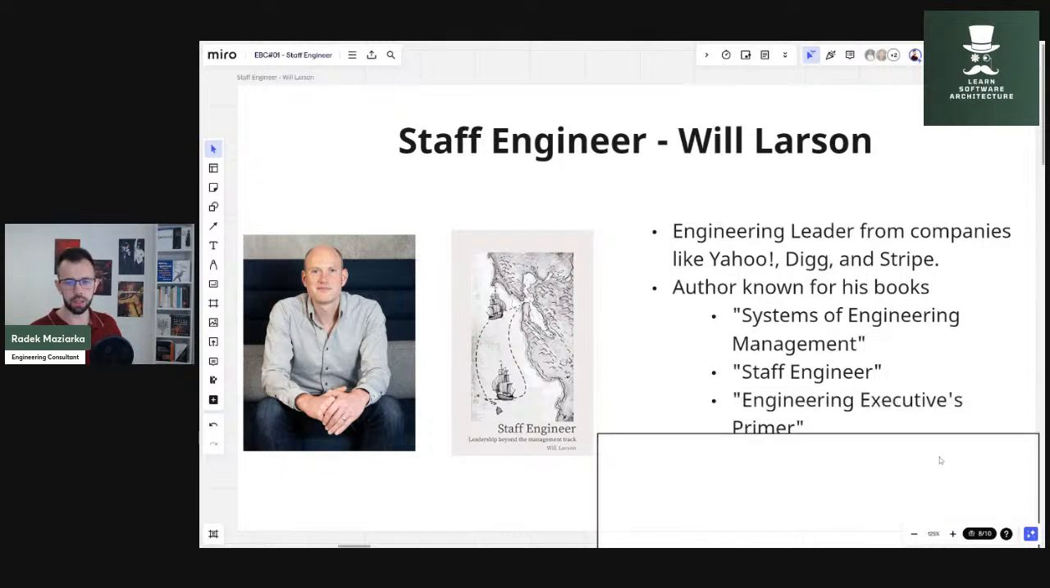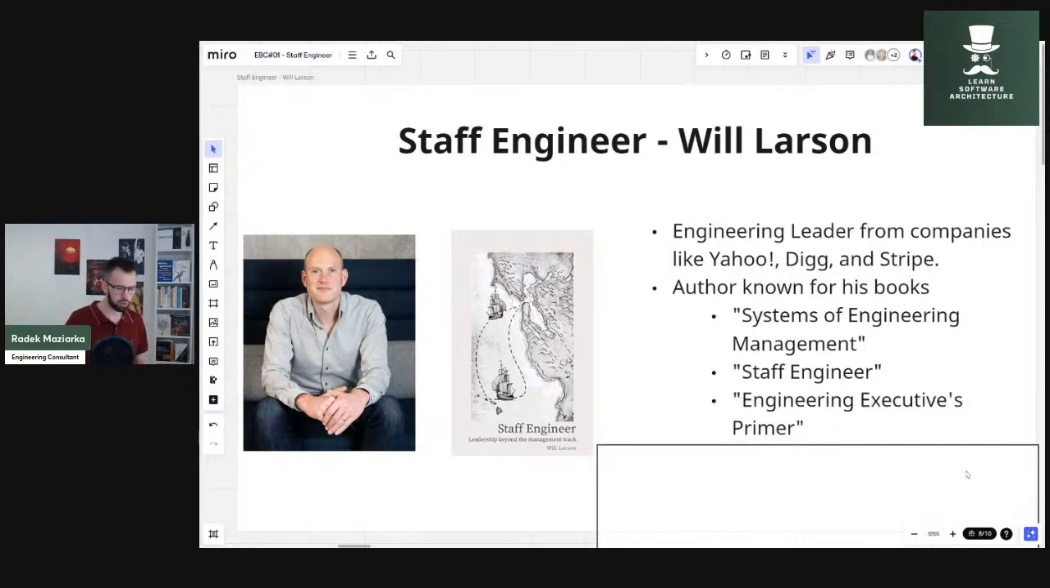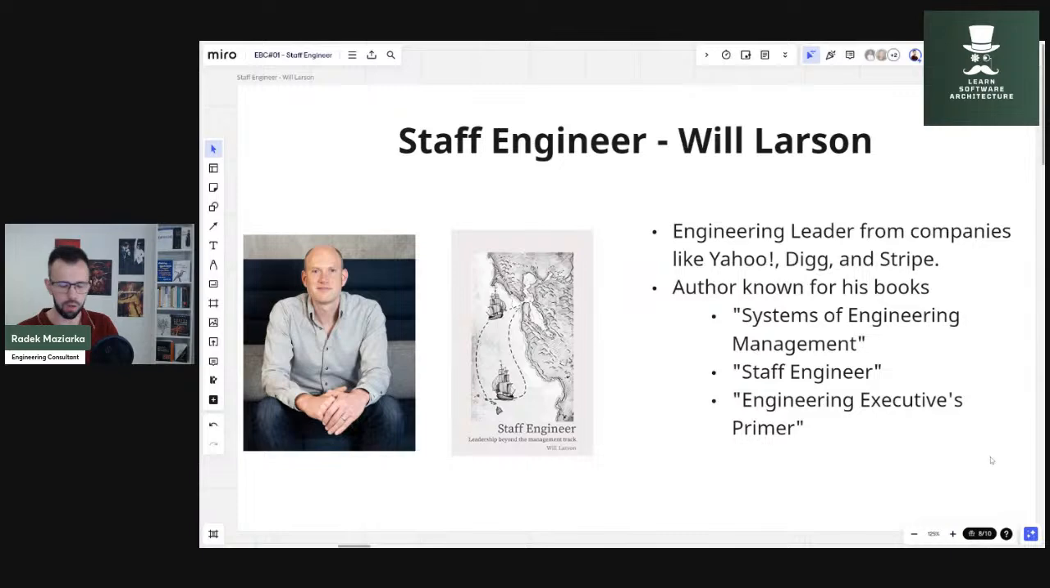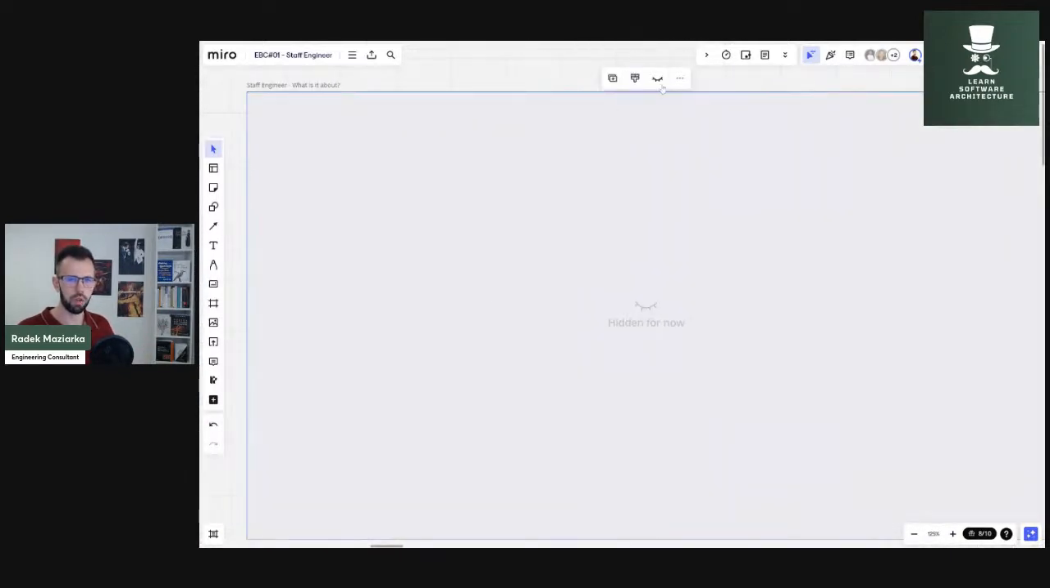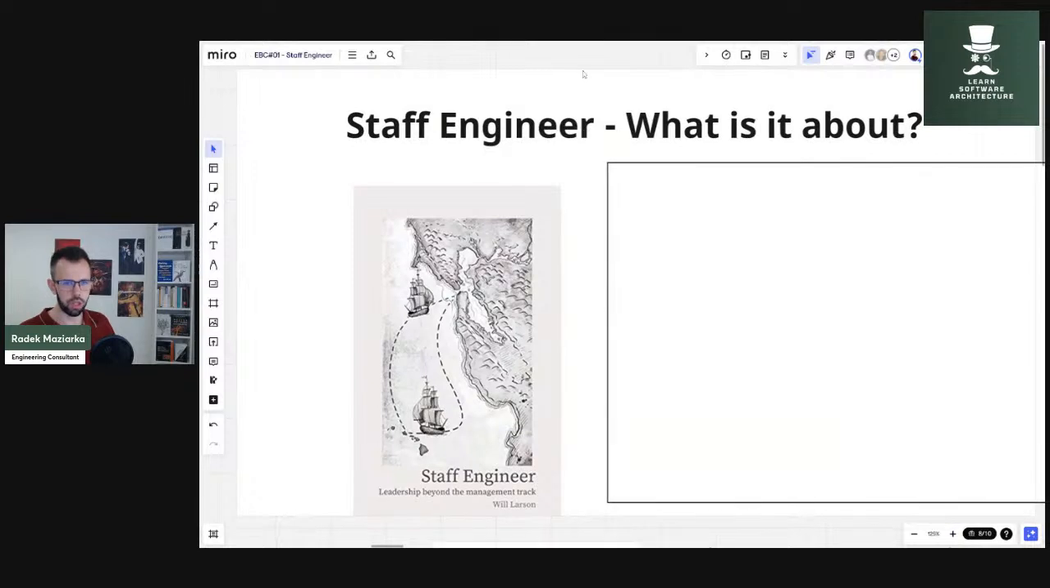His third book is The Engineering Executive's Primer, which was released recently. I read this book, and although it's very valuable, it's focused mostly on higher executives, so I think not a lot of people will get a lot of value out of it. Let's jump to our point of interest for today's meeting: the Staff Engineer book.